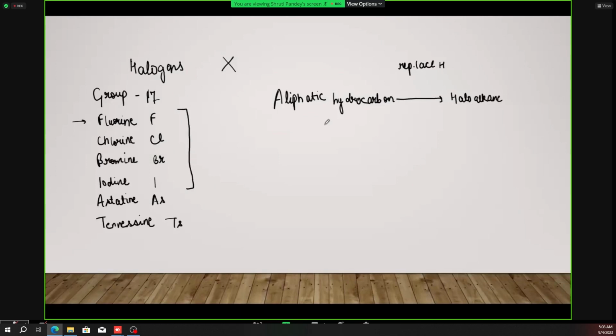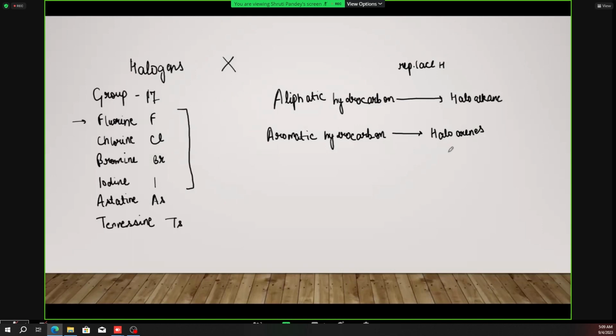We'll go through this when we see the nomenclature of these compounds. And when we come to the aromatic hydrocarbon, when we replace hydrogen in the aromatic hydrocarbon, we will get haloarenes, or the aryl halides. So this is how the haloalkanes and haloarenes are formed.